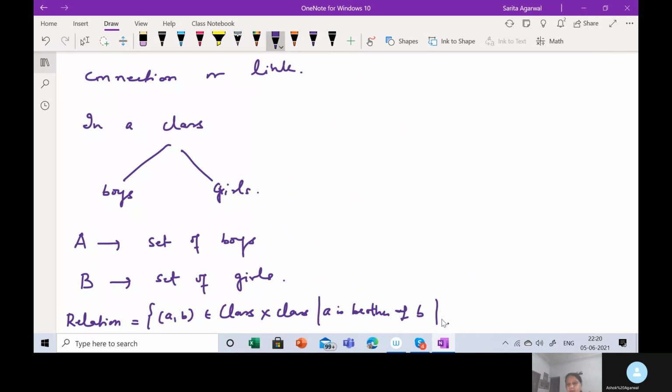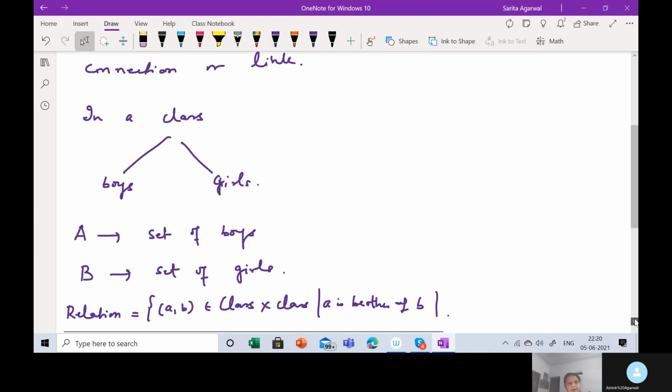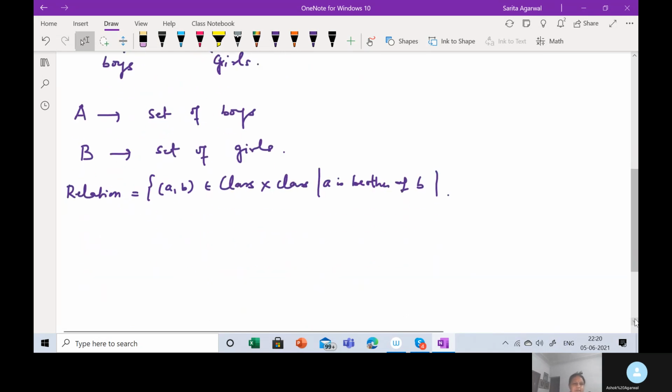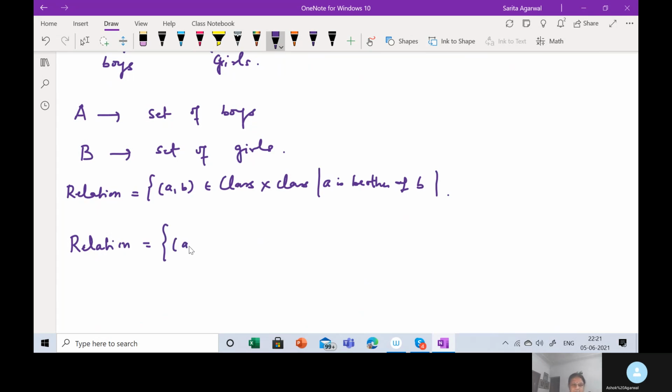Or we can establish another relation. Instead of this, we can establish another relation. That is, A, B, again chosen from the class, such that A is a sister of B. These are the human relations, right? What are the mathematical relations?